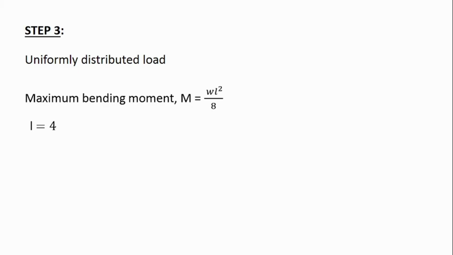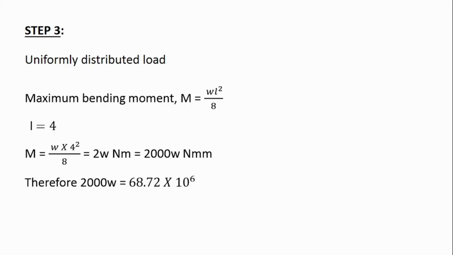So if you put it into our equation, you see that M equal to W times 4 squared over 8, which is 2W Newton meter. We're arriving at meter because L was given to us as meters. So we convert to millimeter by multiplying by 1000. So it gives us 2000 W Newton millimeter. So 2000 W is our maximum bending moment. And we already know that maximum bending moment is equal to our moment of resistance.